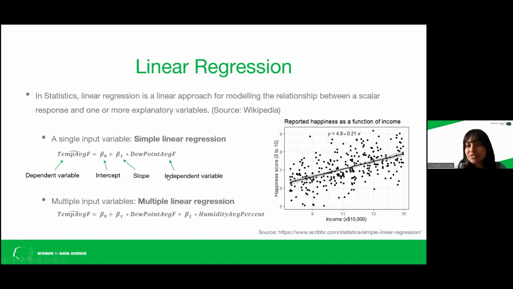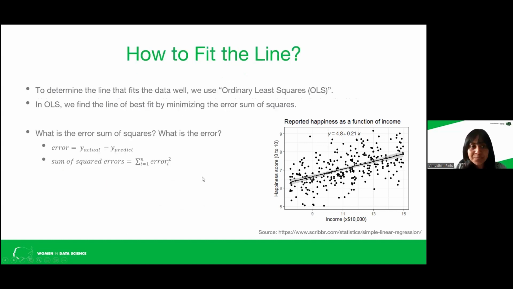When it comes to multiple variables, we have multiple linear regression. Basically, we have dew point average and humidity average to predict the temperature. For dew point, we have one slope value, and for humidity, we have another slope value. I just put a chart here that I got from this source to show you what a simple linear regression line looks like.